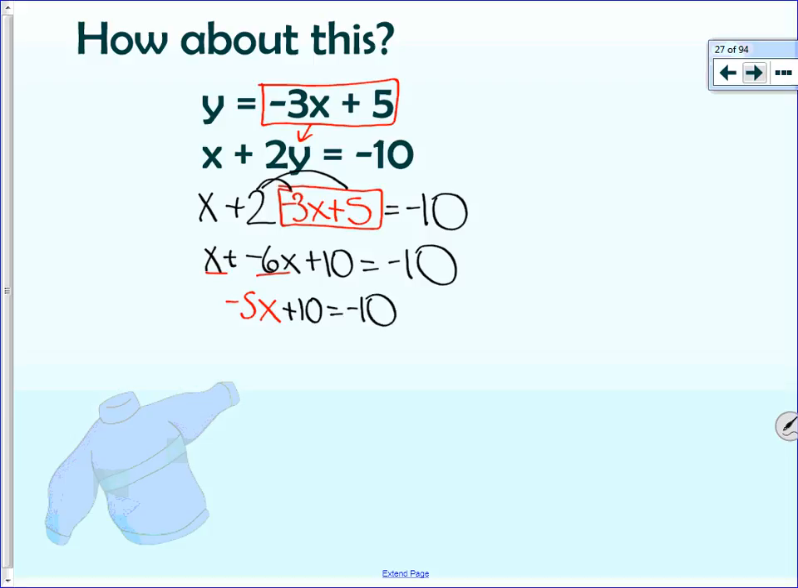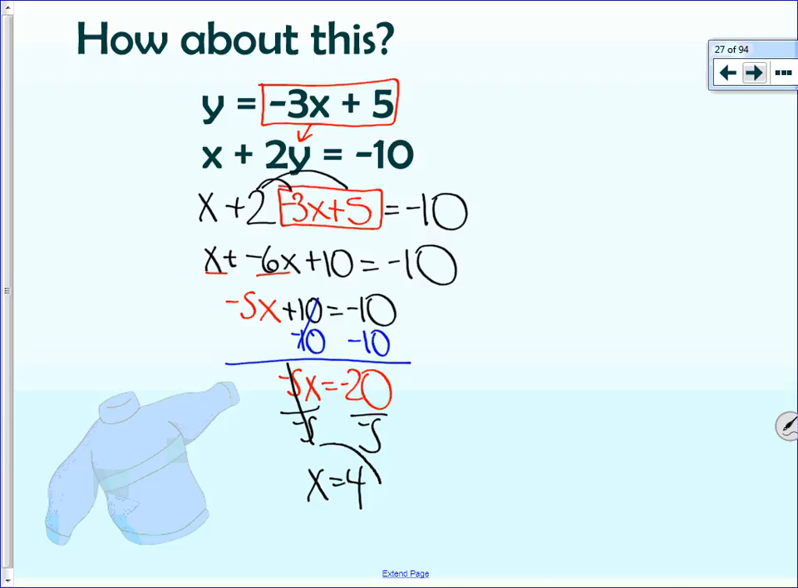I'll subtract 10 on both sides. Negative 10 minus 10 is negative 20. Then I'll divide by negative 5. Negative divided by negative is a positive. In this case, positive 4.